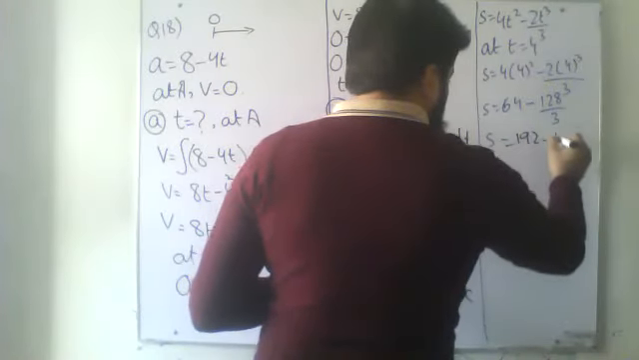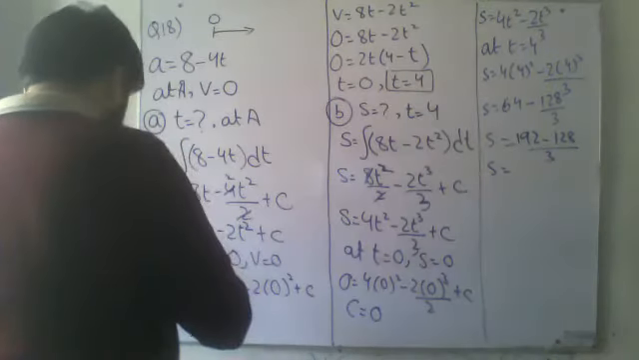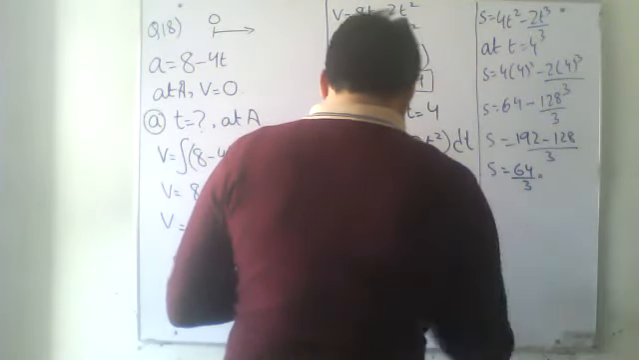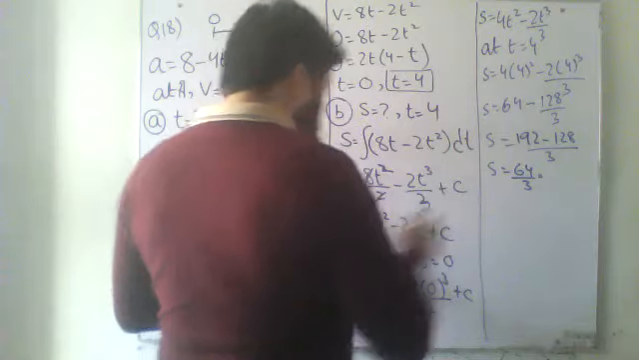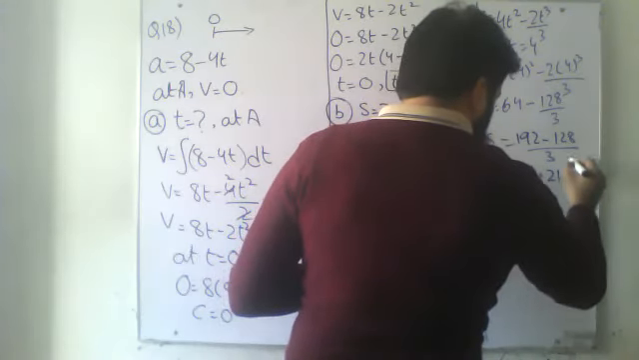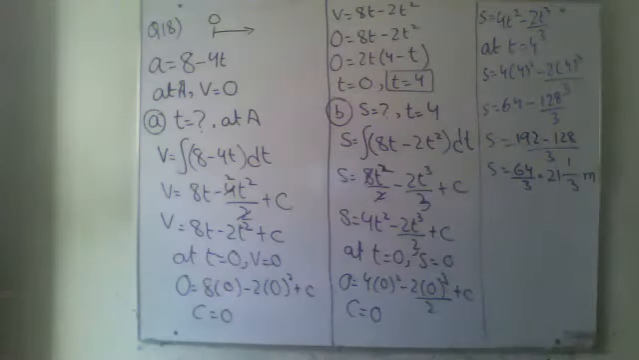So this becomes 192 minus 128 over 3. S equals to 64 over 3, and then we can write it as 21 and 1 over 3 meters. That will be your answer for the B part.